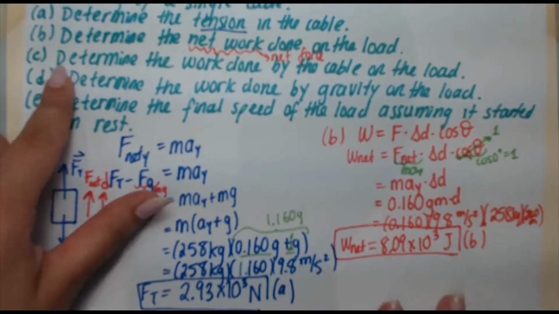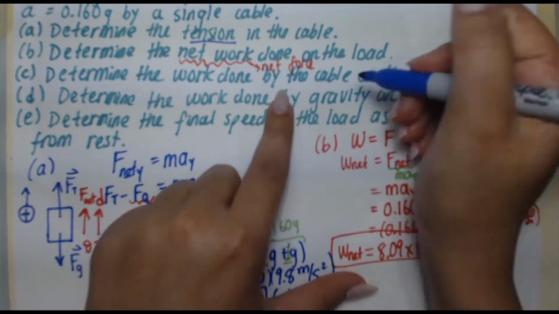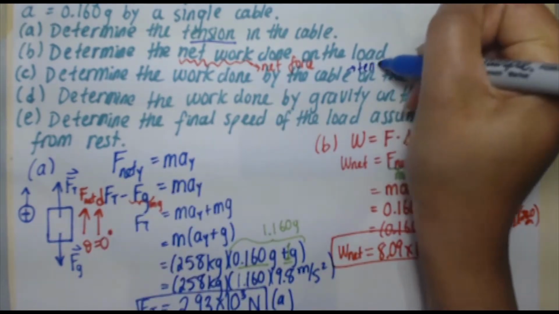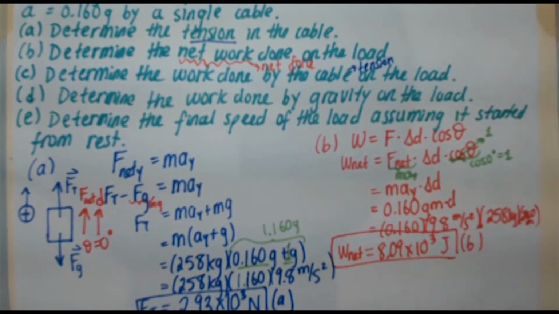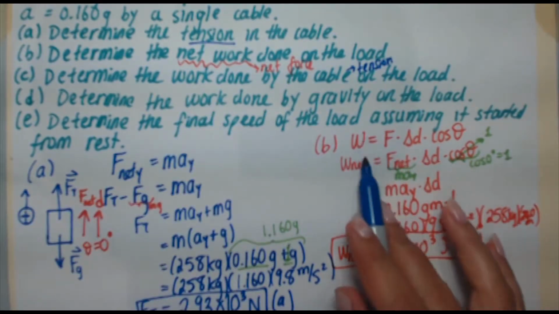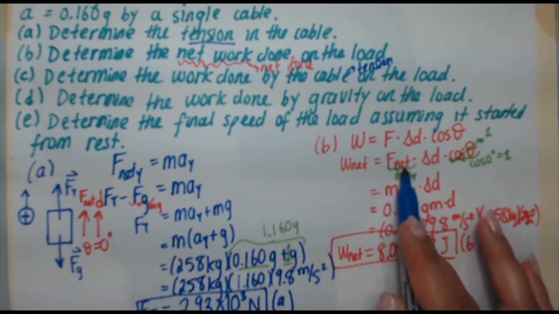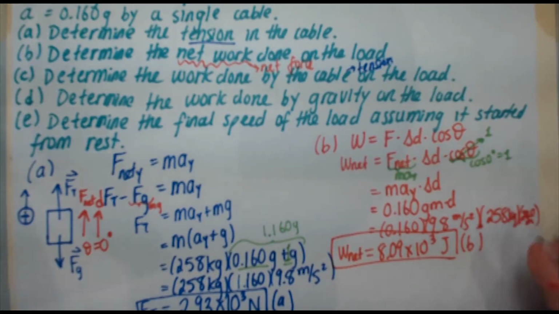C, determine the work done by the cable on the load. The effect of the cable is that the cable is causing tension, because the object is going up. So pretty much we have to find the work done by tension. Because net work is found by net force, the work done by tension is going to be found by the force of tension. So that's what you're going to have to plug in here.